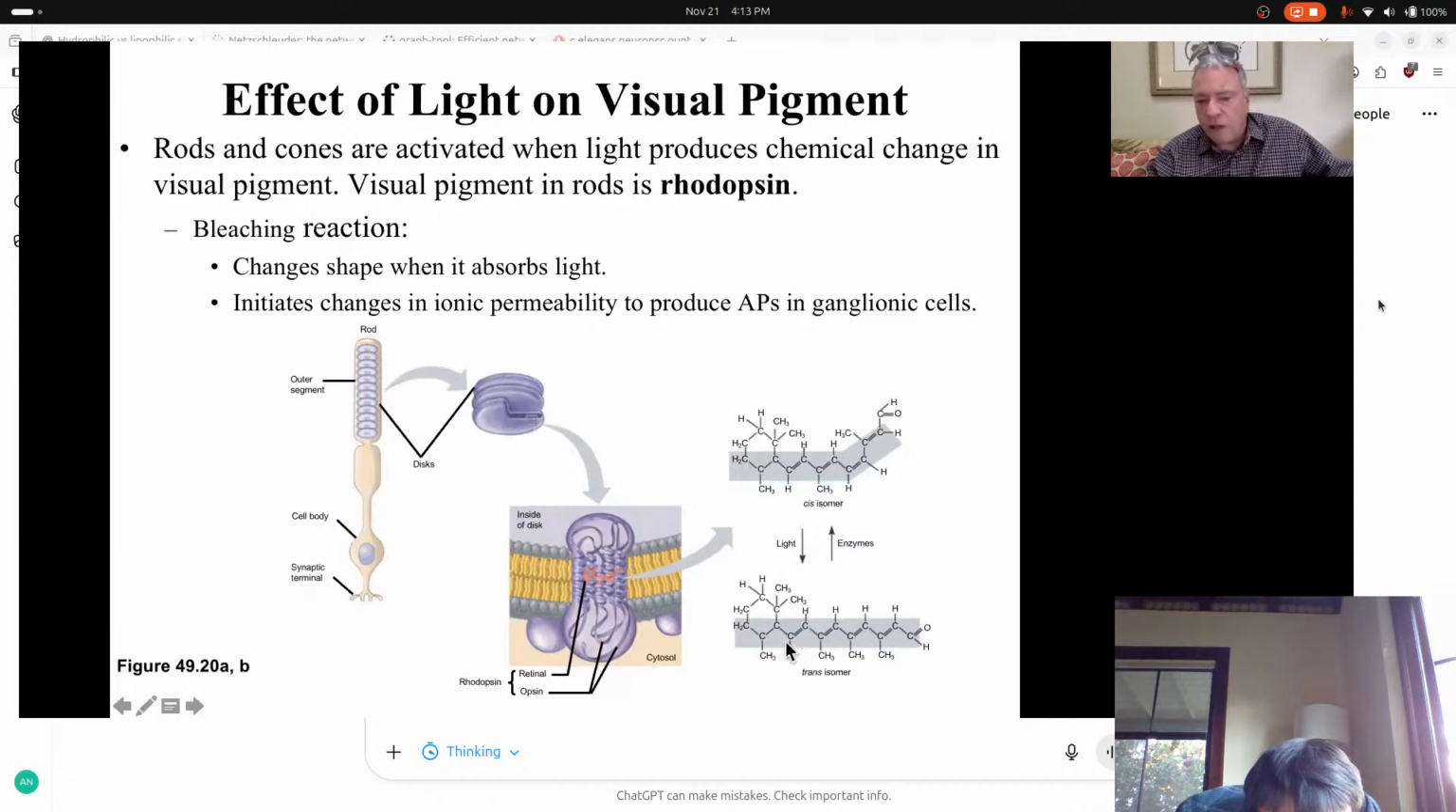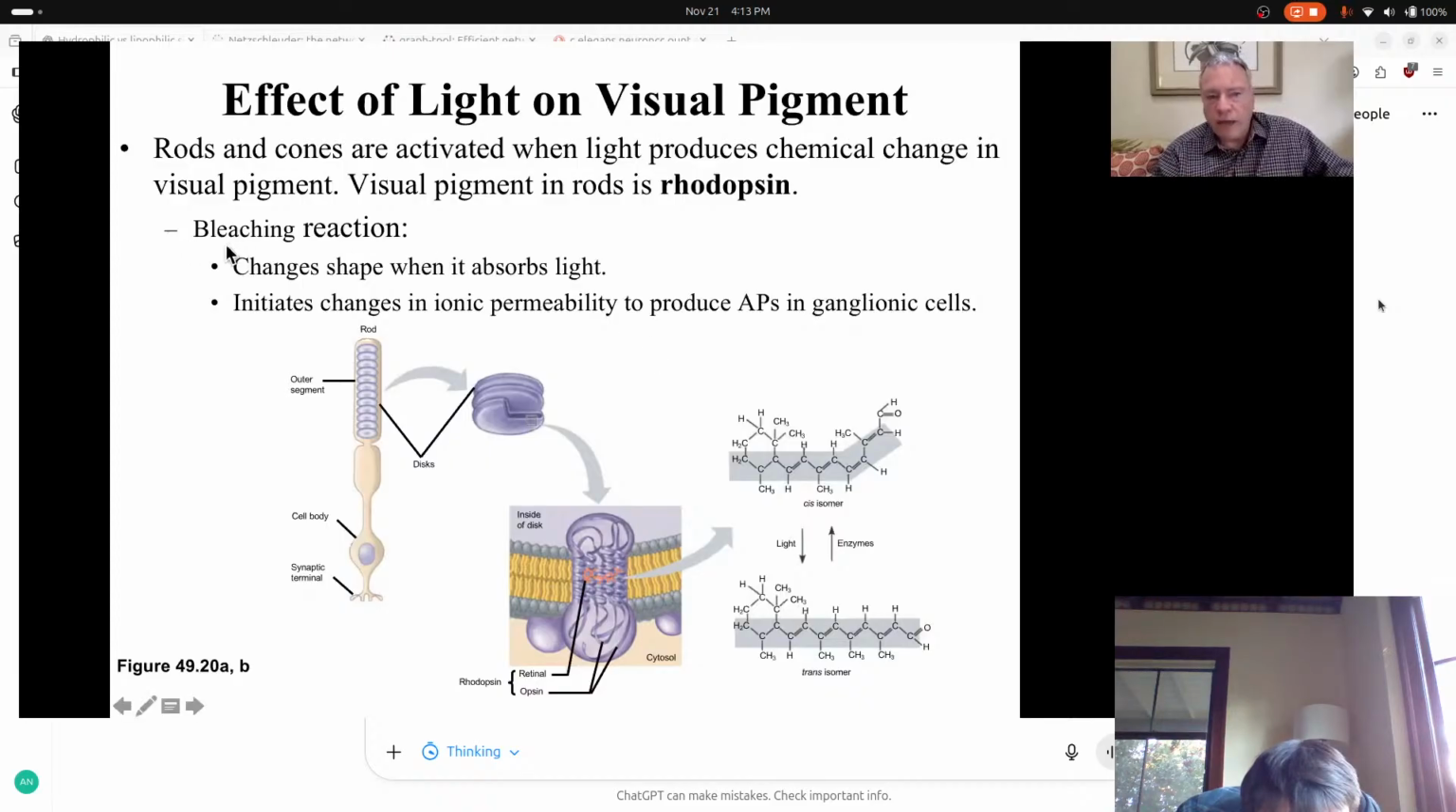And then there are enzymes in the cell that convert it in the dark back into the cis isomer. That's why when you go from a dark to a light environment, at first it looks really bright until it adapts, because the light is rapidly turning this over. When you go from a light environment to a dark environment, it takes longer for your eyes to adapt, because this reaction in the light is rapid, while the enzyme reaction is slower. It takes longer for your eyes to reset to the dark.